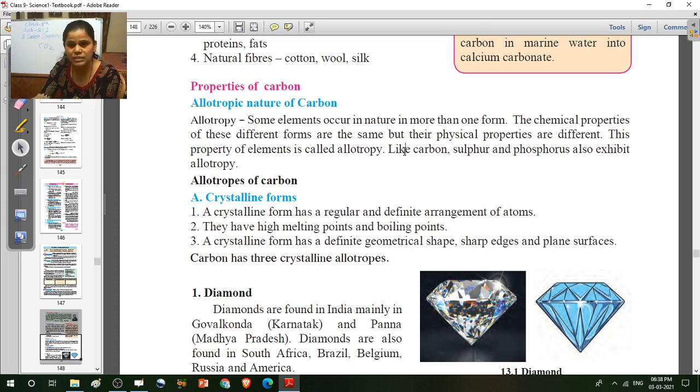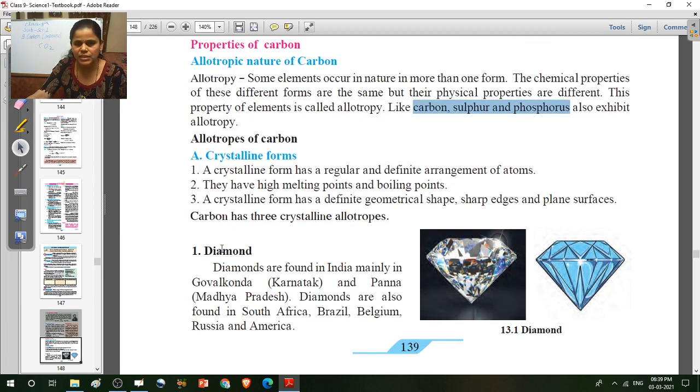So this property is called allotropy. Like carbon, sulfur, phosphorus, these atoms exhibit the allotropy property. So one question is here: name the atoms that exhibit allotropy. Your answer will be carbon, sulfur, phosphorus. Clear? Then next, we have to study in this chapter the allotropes of carbon.